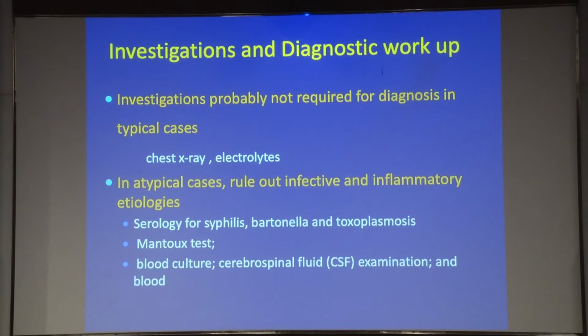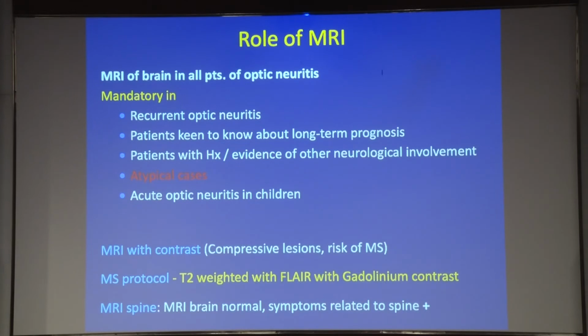Again, no real investigation per se is required from a diagnostic standpoint. We still remain clinical in our approach and our understanding, but baseline investigations like chest X-ray and electrolytes in an Indian setting would be essential, especially as you're planning to give IV steroids. The risk of a tuberculosis flaring up or, of course, electrolyte imbalances would be there. In atypical cases, of course, again, the key thing is to rule out infective, inflammatory, compressive causes.